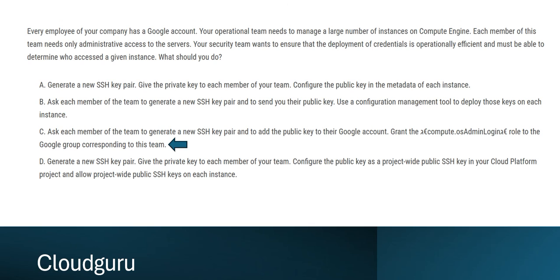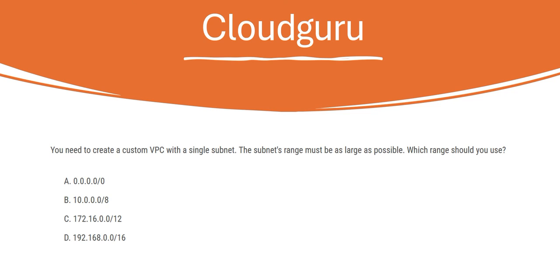So this is our option. Right answer, option C. Option C is our answer. Now the next one: you need to create a custom VPC with a single subnet. This is the requirement. The subnet's range must be as large as possible. Which range should you use?